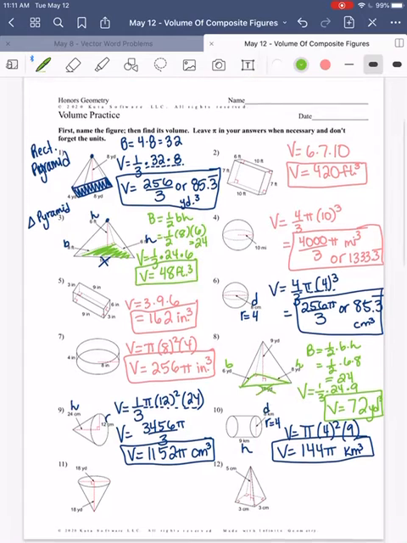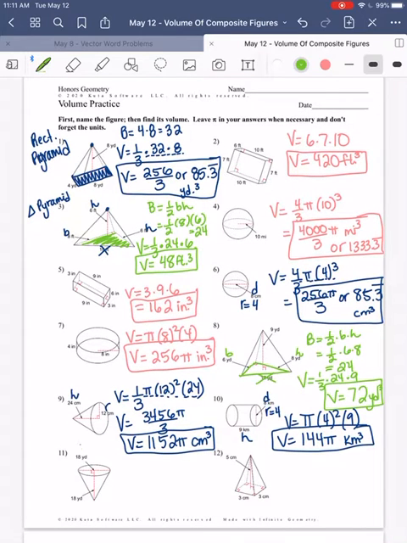All right, so now, again, number 11, this is the diameter, so the radius is going to equal 9, and then this will be our height. So volume equals 1/3 pi r squared, and then our height.